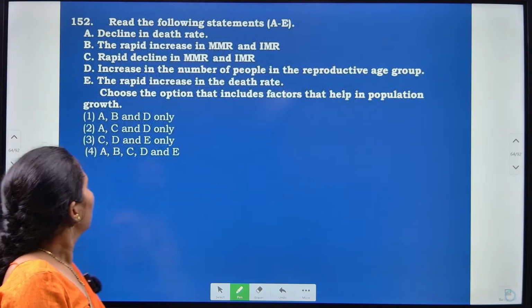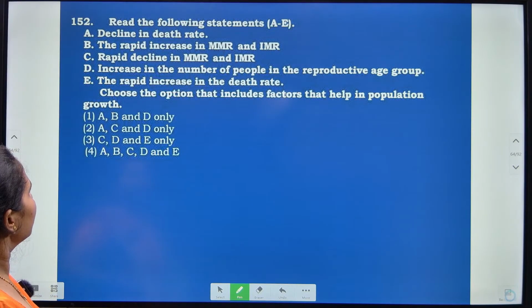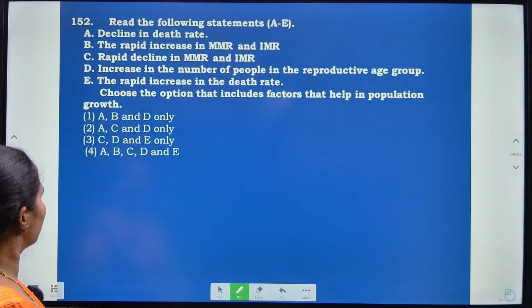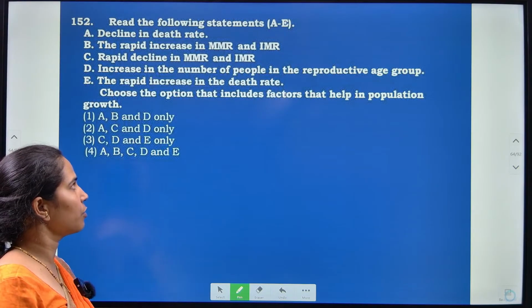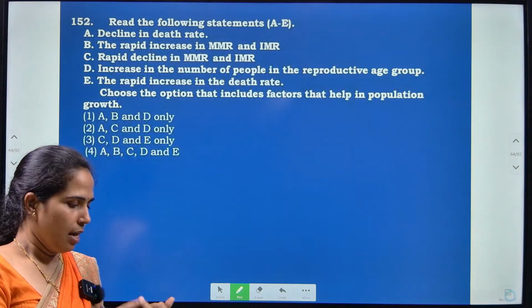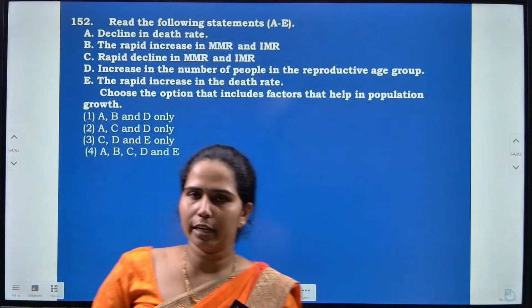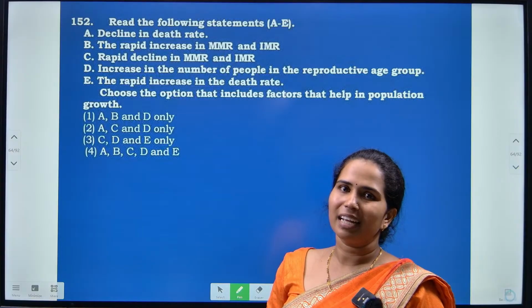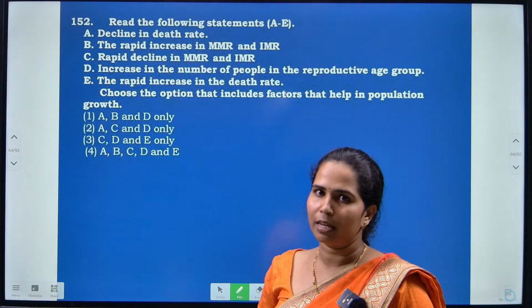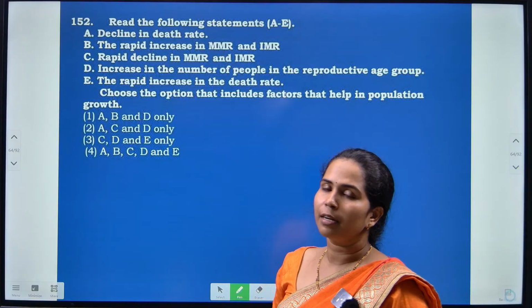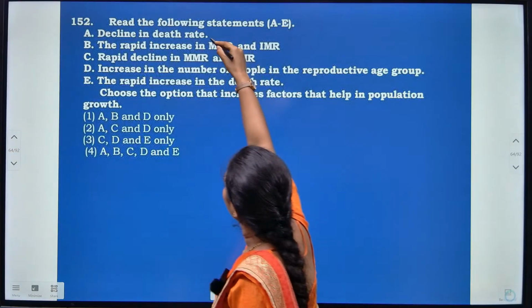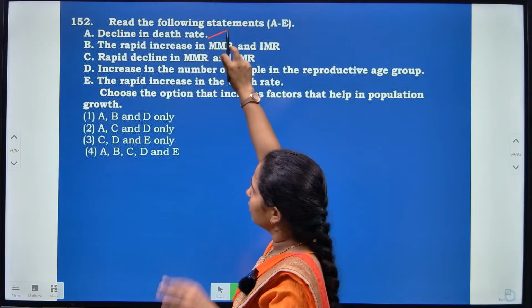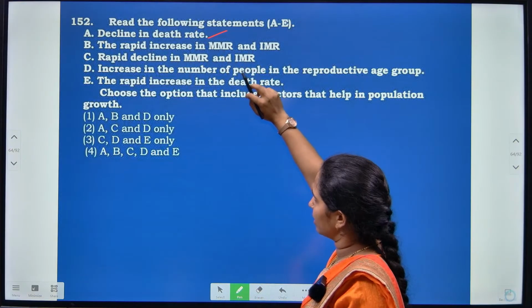Yes. So here, read the following statement and choose the correct option, which will include the factors which help in the population growth. If there should be a population growth, then automatically there should be a decline in the MMR and IMR, that is maternal mortality rate and infant mortality rate here. So first one is there should be decline in the what? Decline in the death rate here, that is mortality rate, that is the right option.